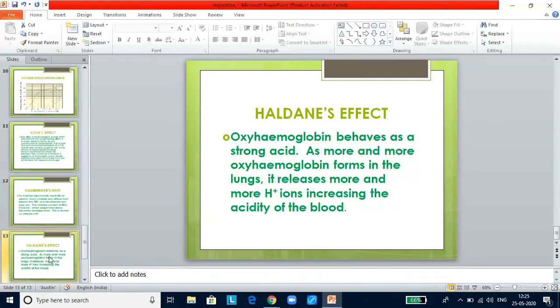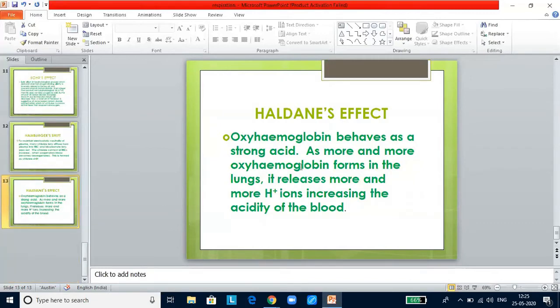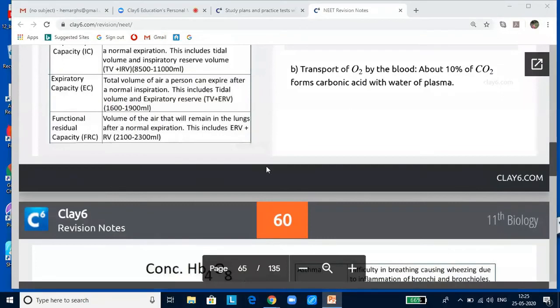Now the last effect you have is the Haldane's effect. Oxyhemoglobin will behave as a strong acid. As more and more oxyhemoglobin forms in the lungs, it releases more and more H plus ions, increasing the acidity of the blood. This is Haldane's effect, and this is very important. Now let us get back to other concepts here.